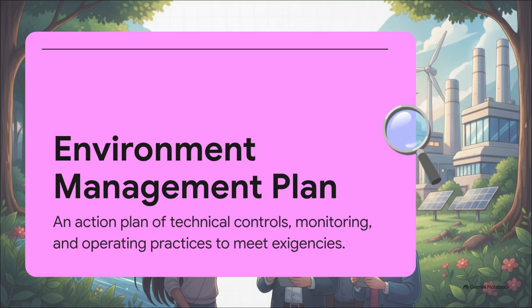It is an elaborate, heavily documented action plan that meets environmental exigencies head-on. It combines technical control measures, ongoing monitoring, contingency plans, operating practices, and strict project scheduling. The EMP is basically the ultimate binding rulebook that a project absolutely must follow to coexist with its environment.